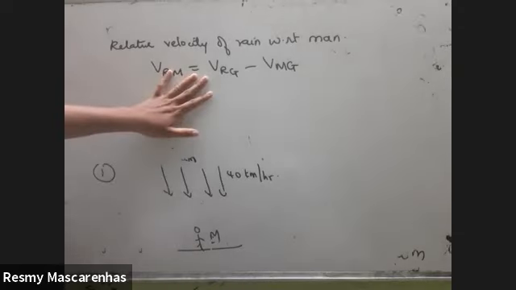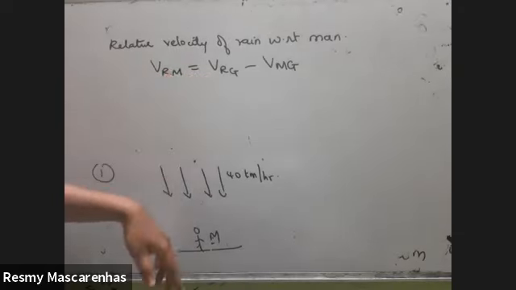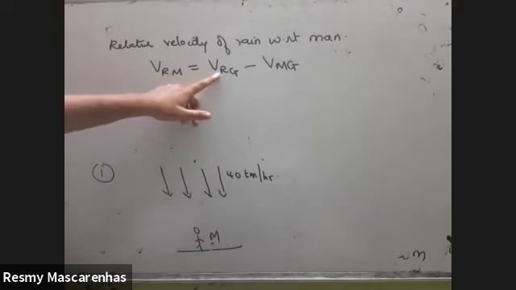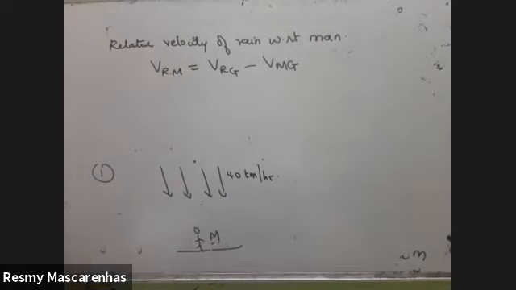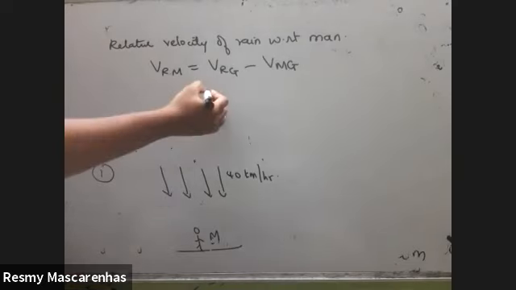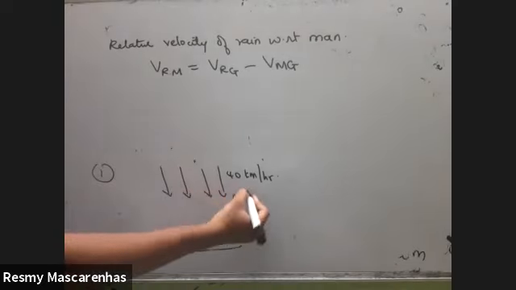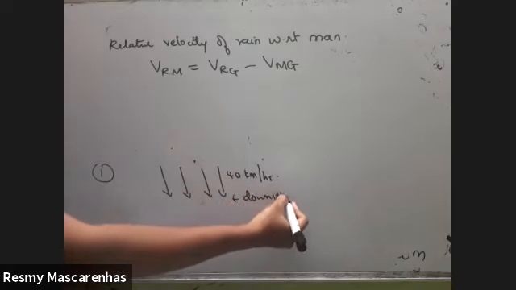Now, can anyone tell me what is velocity of rain with respect to ground? What is velocity of rain? Look into the diagram and then tell me. -40. Yes, very good. This is -40 because this is coming downwards.